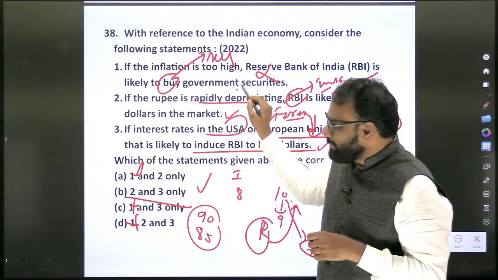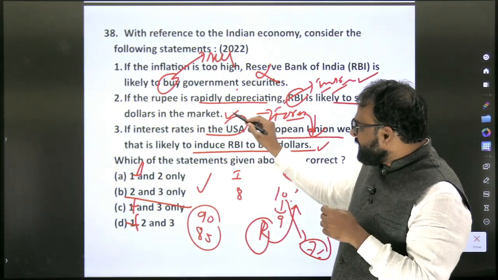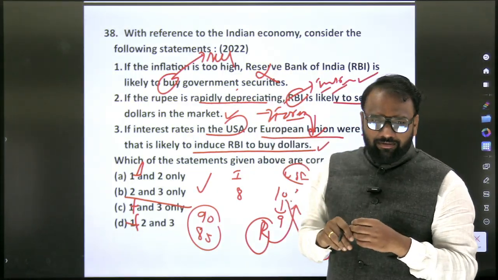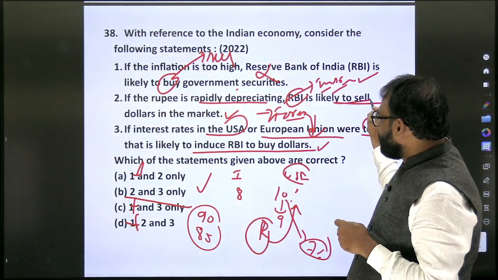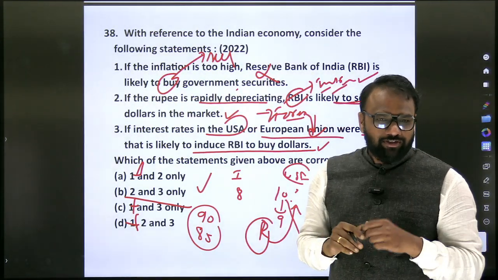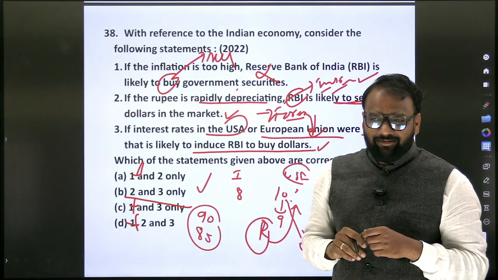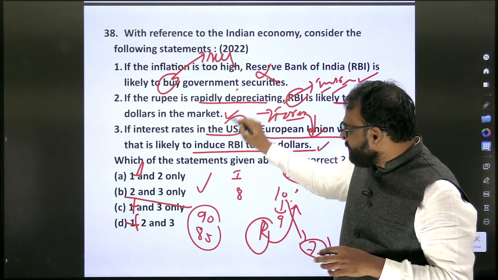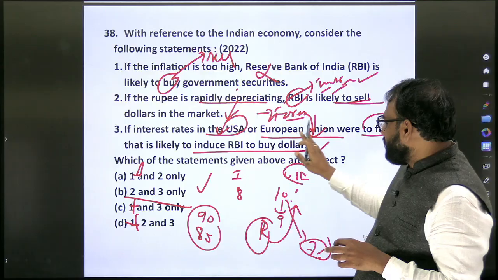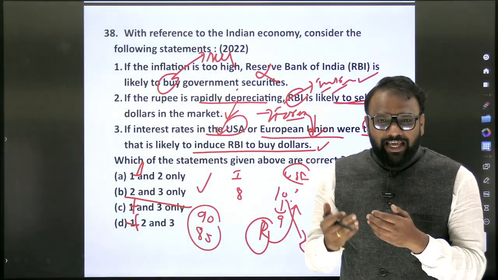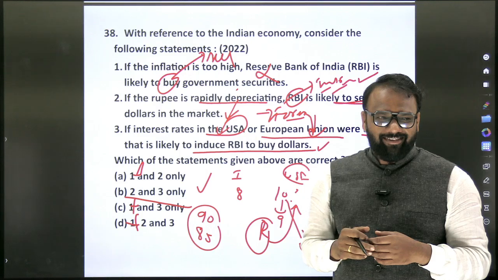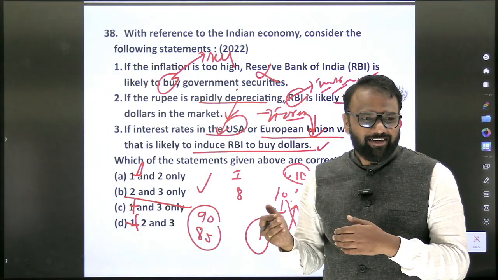See here, I'll change the statement. If the rupee is rapidly appreciating, RBI is likely to buy dollars in the market. True or false? True. If the interest rates in the USA or European Union were to fall, the rupee is likely to appreciate. True? Likely to depreciate. False.